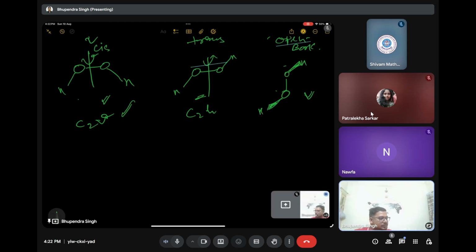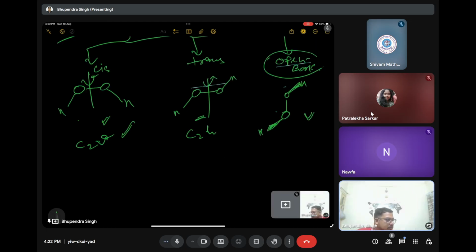This is open book structure. This book is open, just like that. Let's say this is a book. This is an open book structure like this. One O is here, one O is here, and one H is in this page, one H is in this page, like this.